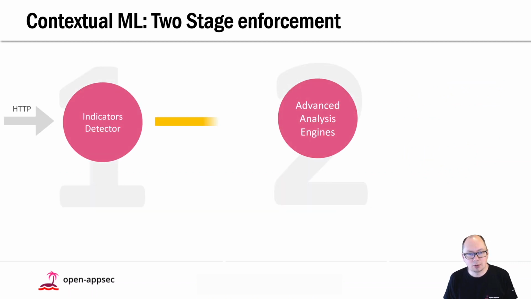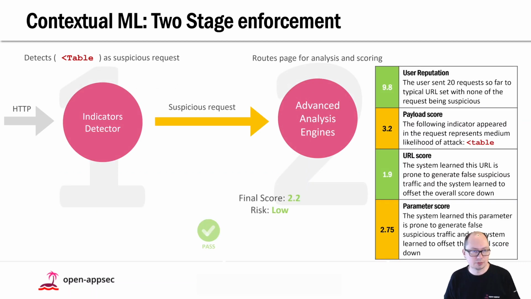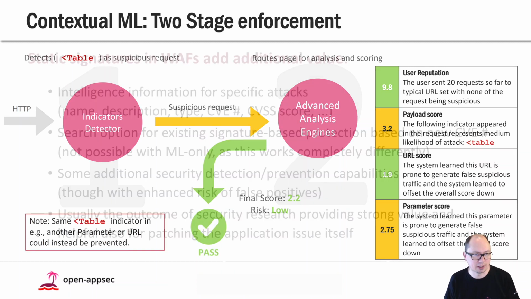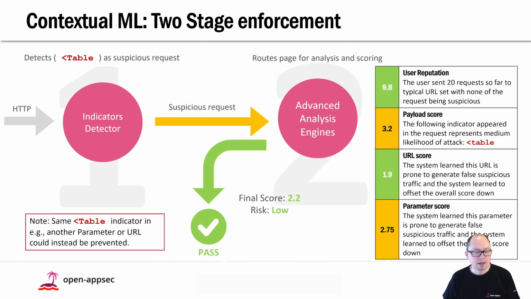So how does it look when we send this request to the contextual machine learning engine of open-appsec for actual analysis? In phase 1, the indicator detector would detect the less than table, the same way ModSecurity with the core rule set, for example, would detect it. The difference is that we wouldn't say it's actually an attack. We would just say we have an indication with a certain score of this potentially being an attack, and that this is suspicious. Because it's suspicious, we hand it over to the advanced analysis engine.